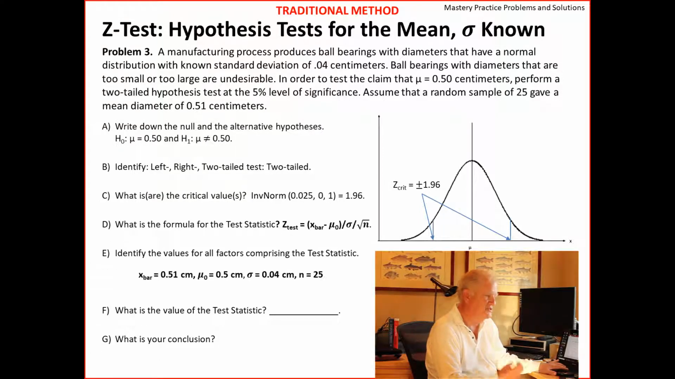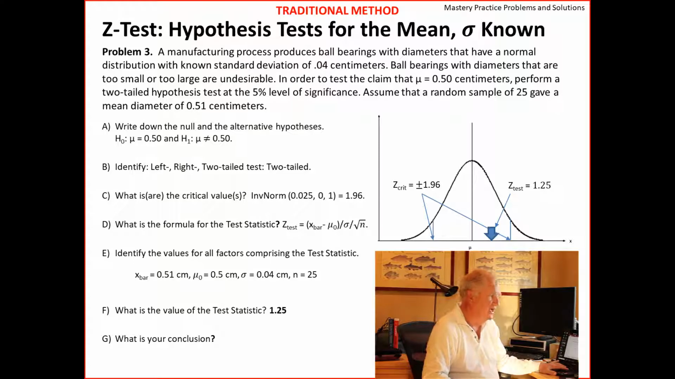So the test statistic is the z-score, x bar minus mu 0 all over the standard error of the sampling distribution, which is sigma over square root of n. X bar is 0.51, mu 0 is 0.5, sigma is 0.04, and the sample size n is 25. Let's plug all those numbers into z-test. We find that z-test is 1.25.